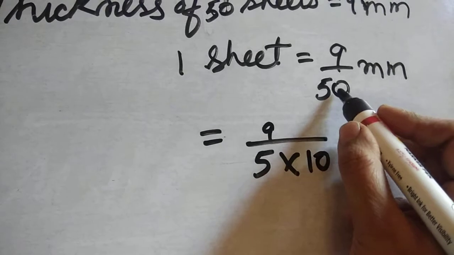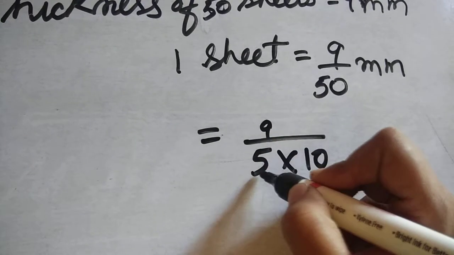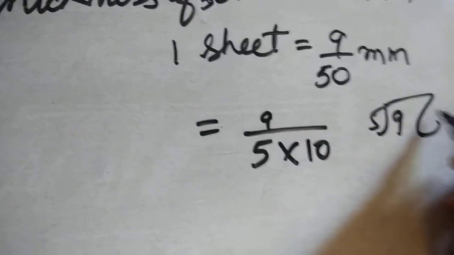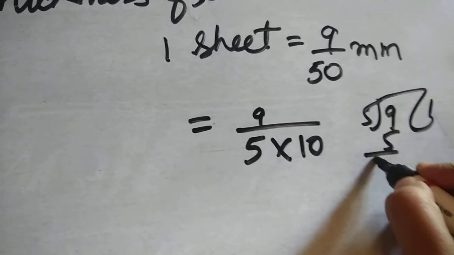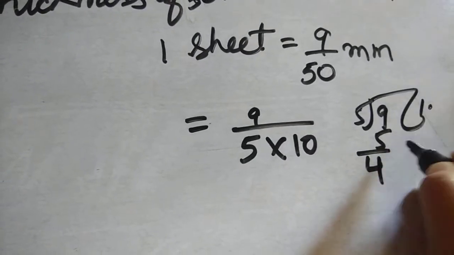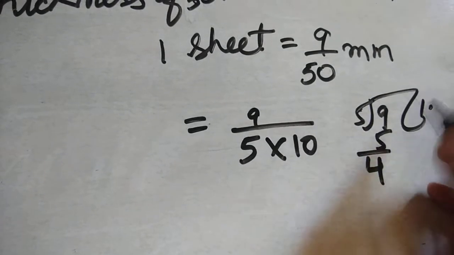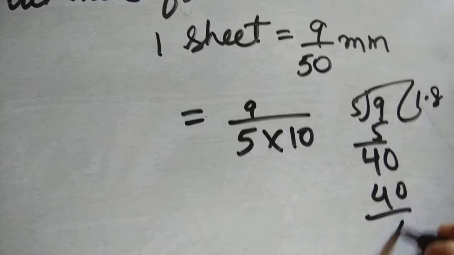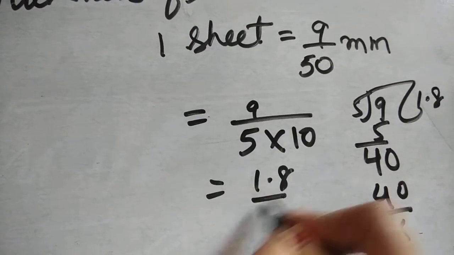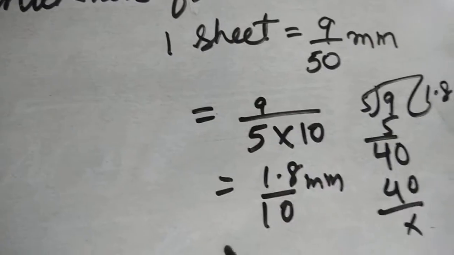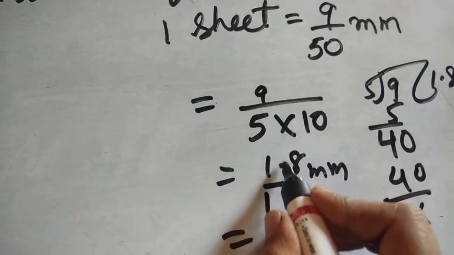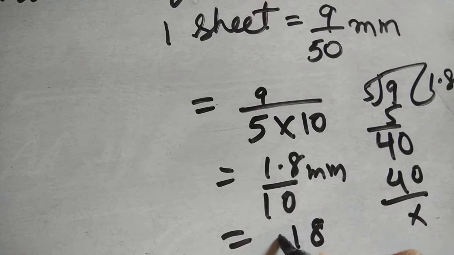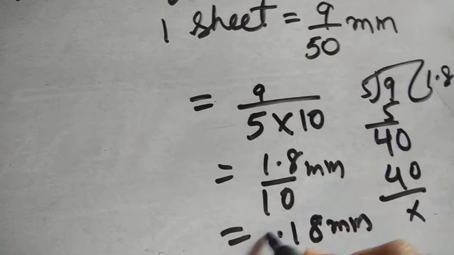We can write 50 equals 5 into 10. If we divide this, division is not possible, so we take a point and take 0 from it, and so 1.8 upon 10 mm. We can also write it by shifting this point here because 10 is here. So this is your answer.